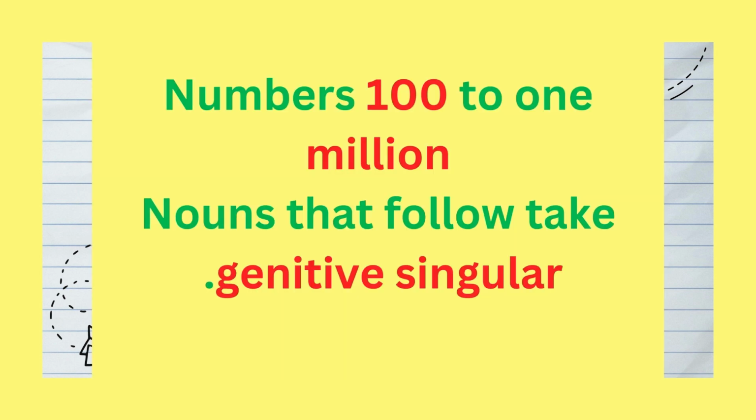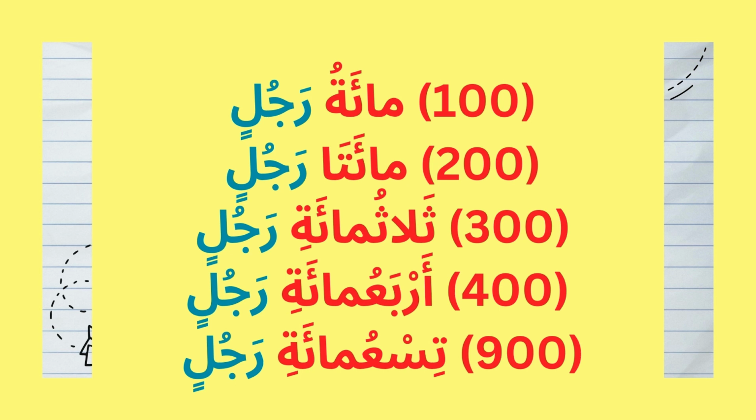Now we'll talk about numbers 100 to 1 million. And nouns that follow these numbers take the genitive singular. So the noun is still in the singular, but this time we switch to the genitive. The noun takes the kasra, tanween. So let's look at some examples. مئة رجل, 100 men. Rajul is in the singular and it has kasra.